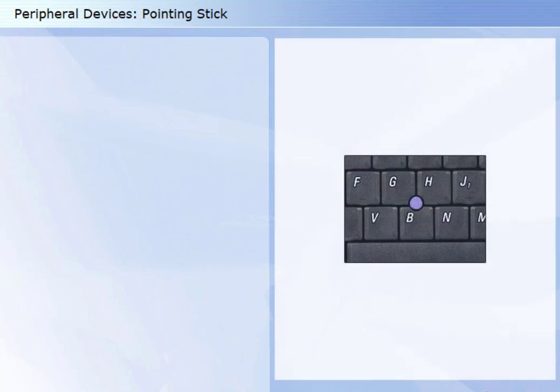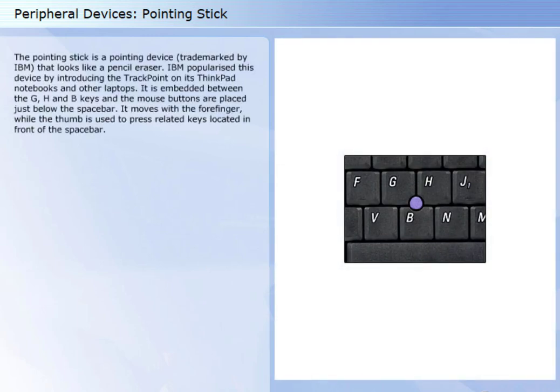The pointing stick is a pointing device trademarked by IBM, that looks like a pencil eraser. IBM popularized this device by introducing the TrackPoint on its ThinkPad notebooks and other laptops. It is embedded between the G, H, and B keys, and the mouse buttons are placed just below the spacebar. It moves with the forefinger, while the thumb is used to press related keys located in front of the spacebar.